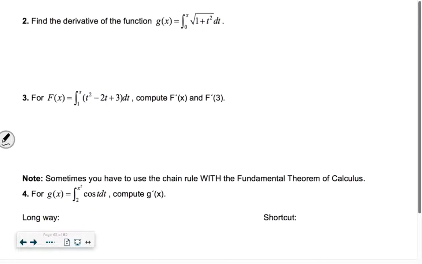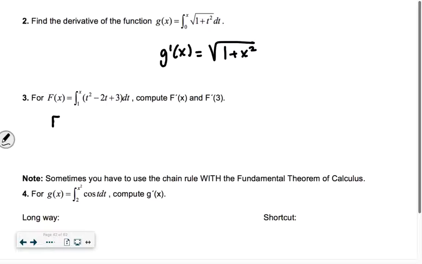if you get confused. So like this one, g prime of x, right away when we see the derivative of an integral, we're like, oh, it's the derivative of an integral, fundamental theorem of calculus, 1 plus x squared under a square root. Do you guys all remember this? Okay.